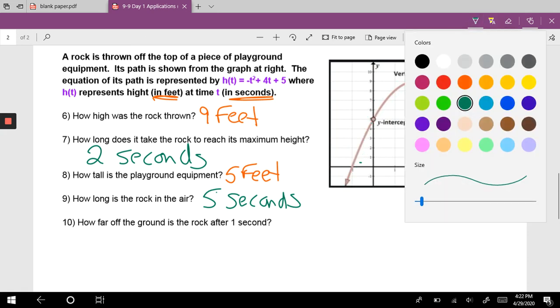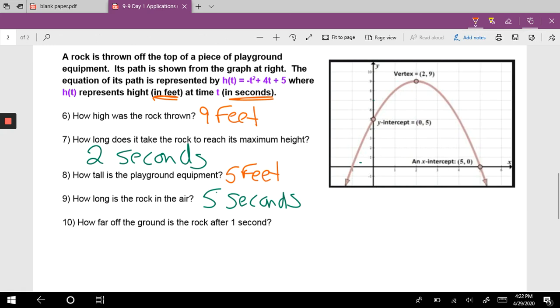Last question is how far off the ground is the rock after 1 second? So I could plug in 1 for all the t's in my equation in the problem, or because I have a graph, I can say, okay, 1 second is right here. How tall is the graph at that point? Follow it over to the height, and that looks like it is 8 feet.